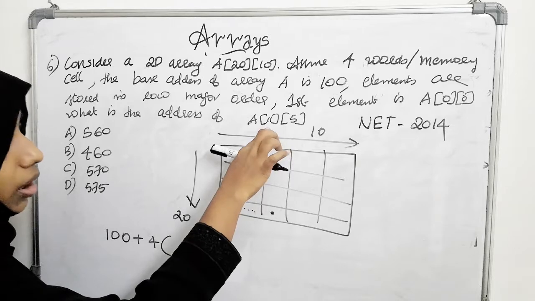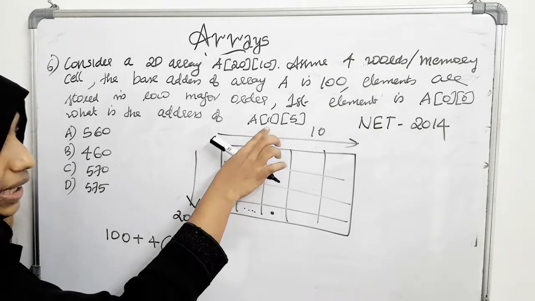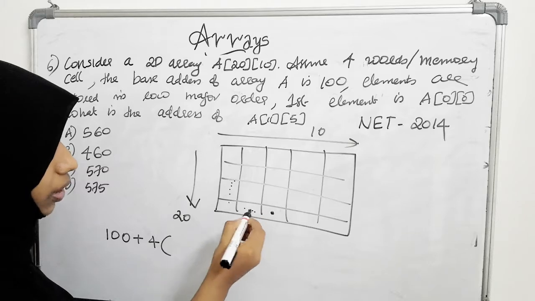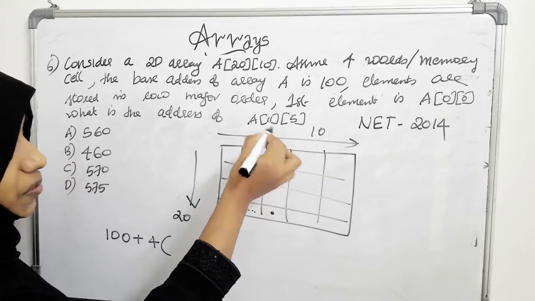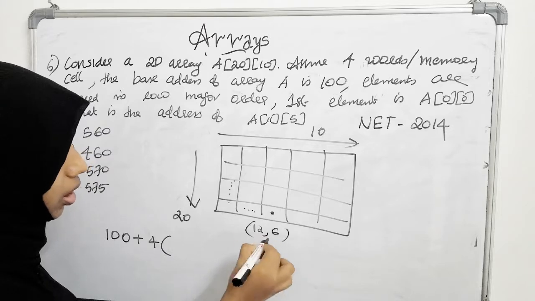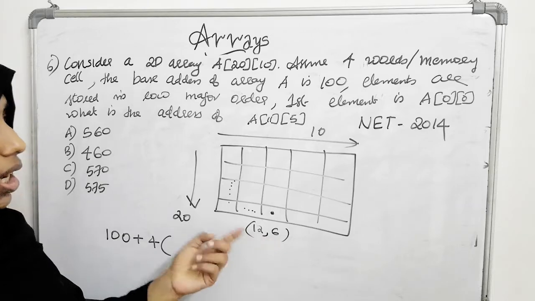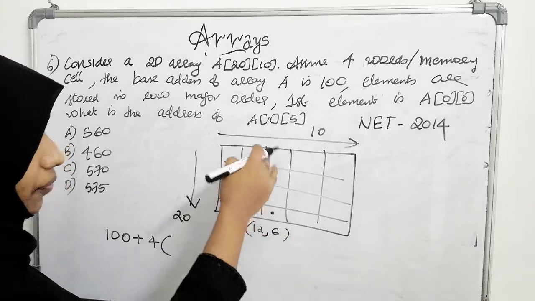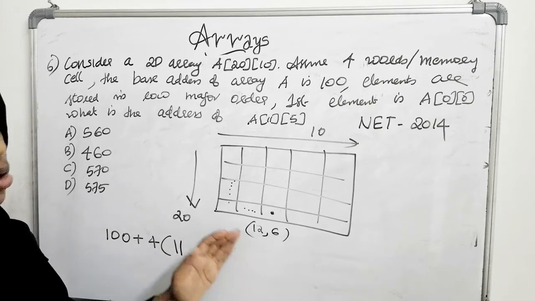The 11th index row means the 12th row, since the index is 11 and we start from 0. And the 5th index means the 6th column. So we need the element in the 12th row and 6th column. This is the actual position when we count 1, 2, 3. To get to the 12th row and 6th column, we have to bypass all the 11 rows, isn't it? So all the 11 rows should be bypassed.